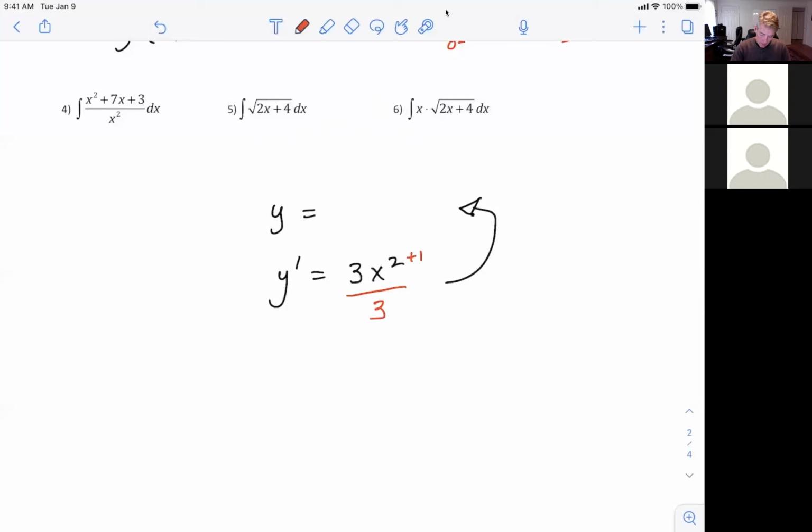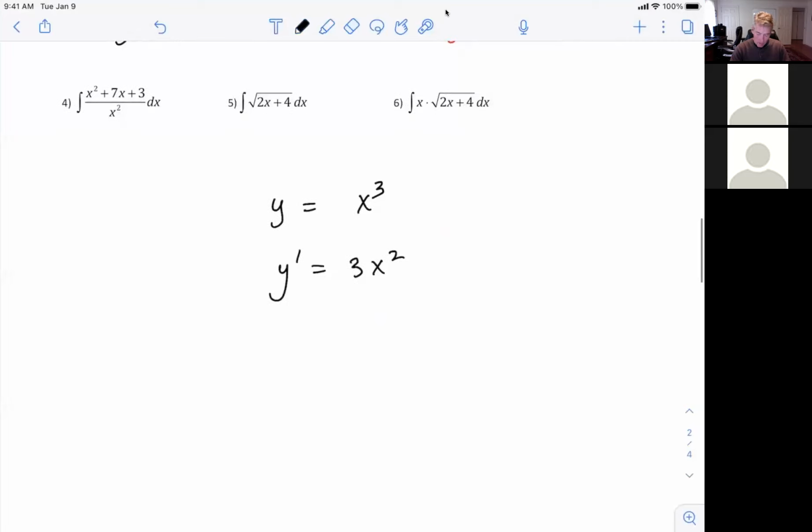So then going backwards, it would tell us that y equals, so the 3's would cancel, and then the exponent would be 2 plus 1, so it would be x cubed. And sure enough, if you take the derivative of x cubed, that's 3x squared. So then that's working backwards.